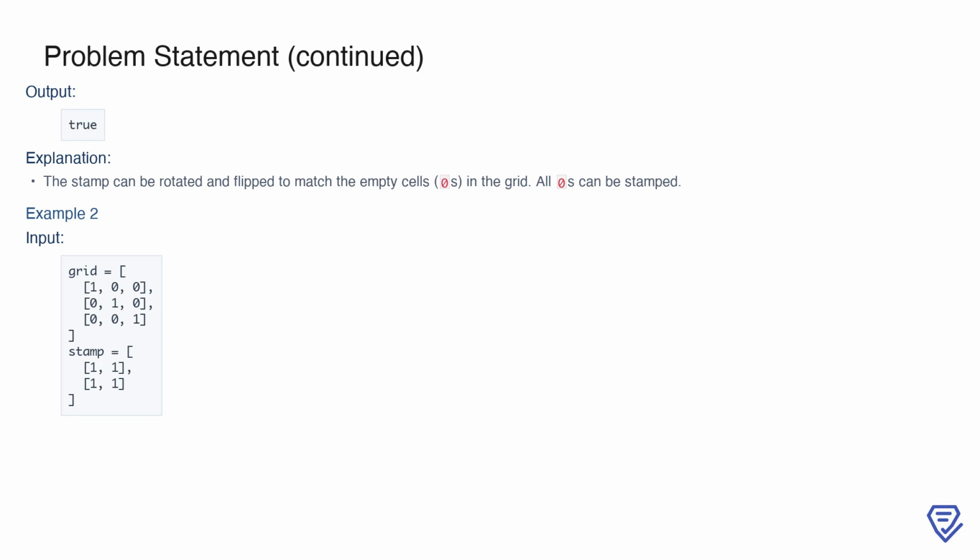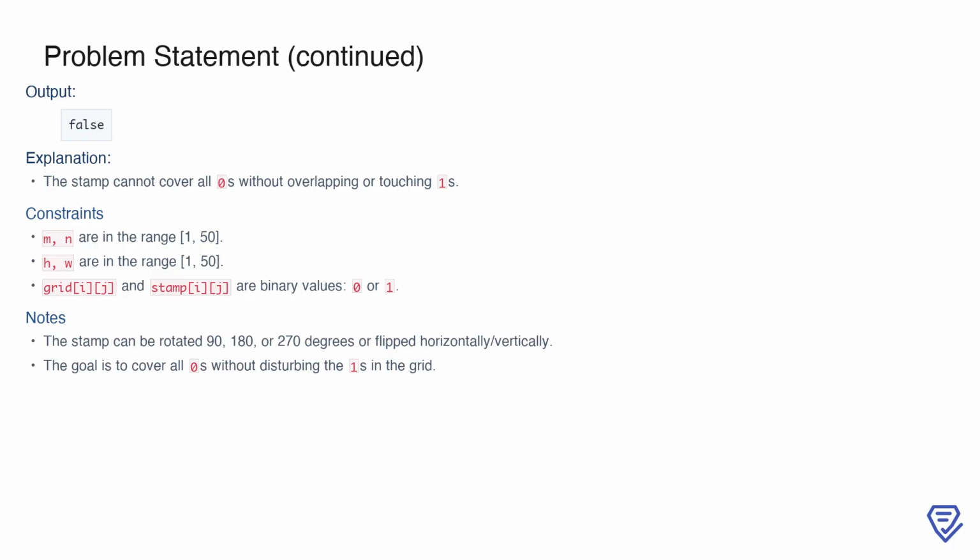In this case, the output is true, because the stamp can be rotated or flipped as needed to match and cover all the 0s in the grid. Since the grid's 1s are not disturbed in the process, the stamping is deemed successful. This example illustrates the flexibility provided by rotating and flipping the stamp, which can help in aligning it with the available empty spaces. However, not all configurations will allow for successful stamping.